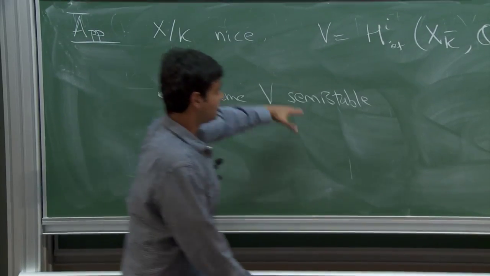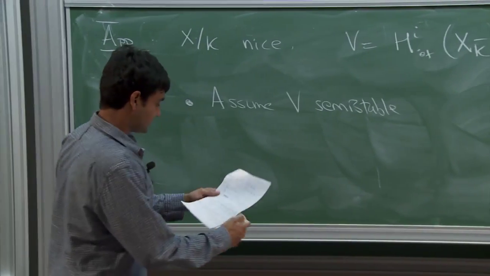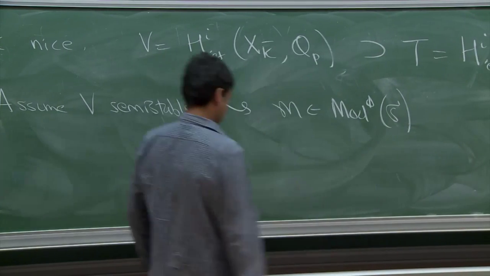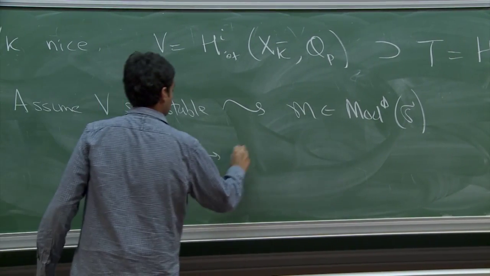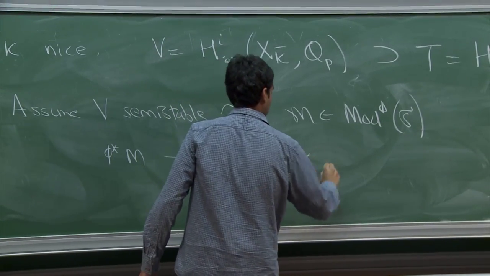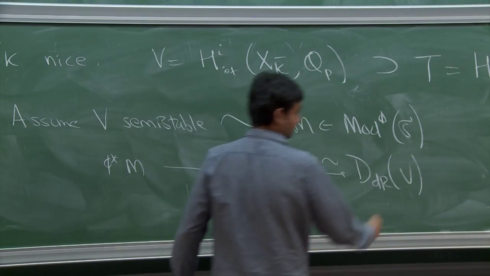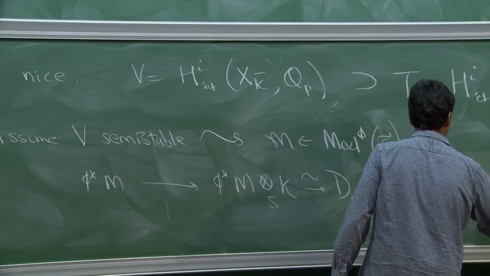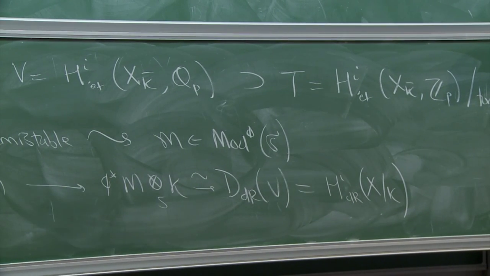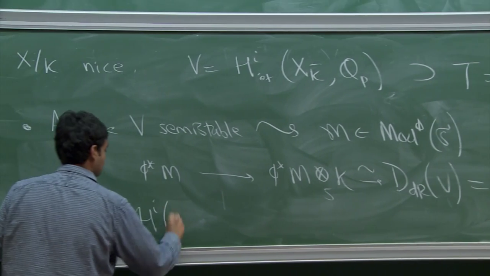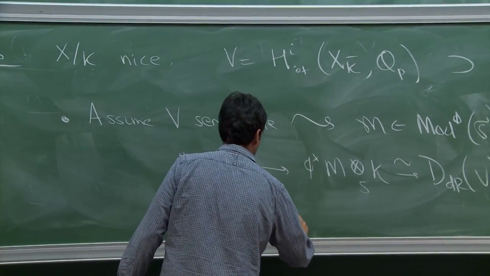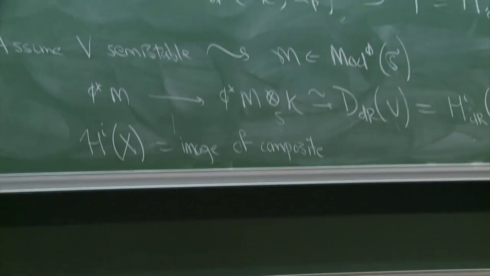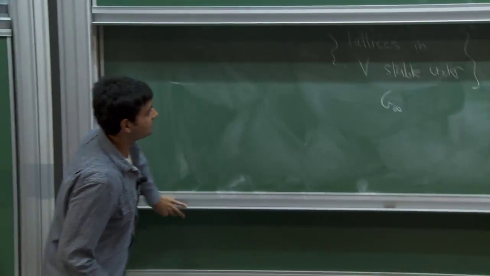So V is semi-stable, I have a lattice in there, so I get a natural integral form of the associated Kisin module M. So we get some M in this category, and an isomorphism with D_dR of V, after you specialize to K in this manner. And by the p-adic comparison isomorphism, one knows that this is equal to H^i_dR of X over K. So it's obvious what to do. You just look at the image. So you define this lattice H^i(X) that we seek as the image of the composite. So this is the semi-stable picture.